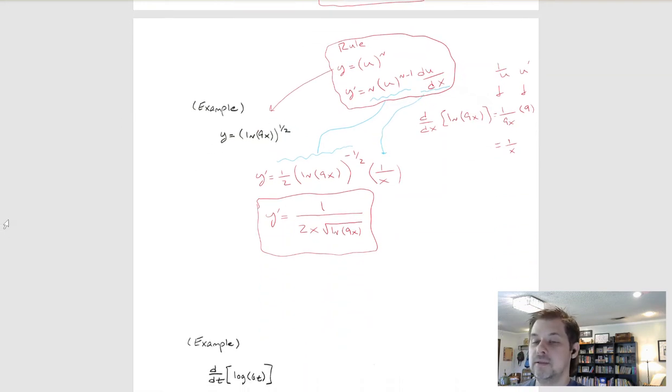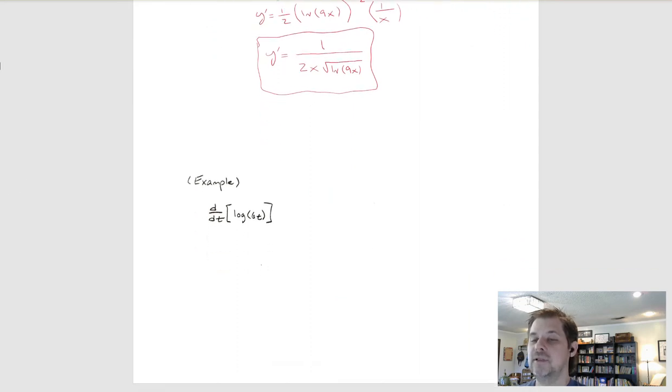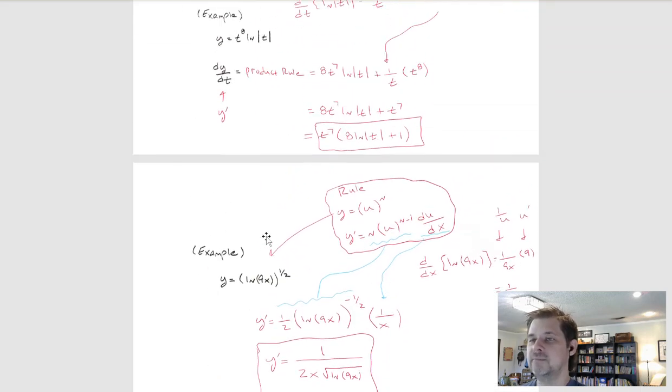Okay, let's try one more. What's the derivative with respect to t of, this is a common logarithm, a logarithm base 10 of 6t. Now, logarithms have to have a base.